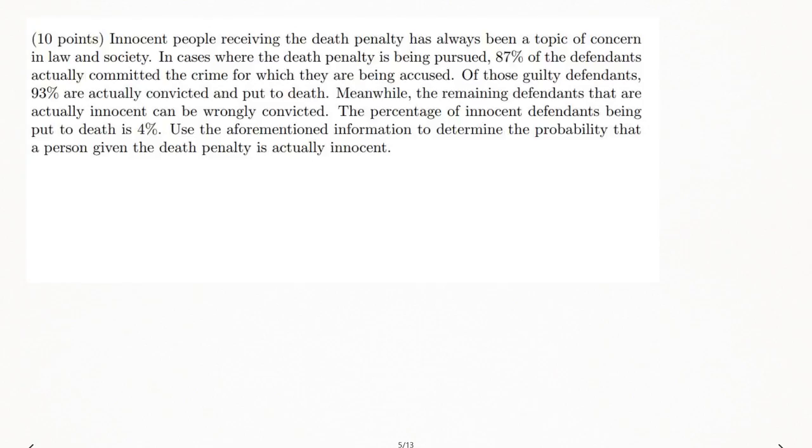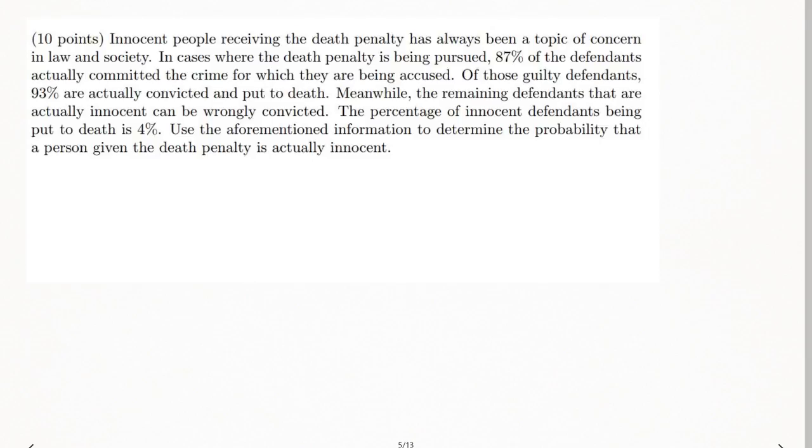So this one's dealing with the death penalty. Innocent people receiving the death penalty has always been a topic of concern in law and society. In cases where the death penalty is being pursued, 87% of the defendants actually committed the crime for which they are being accused. Of those guilty defendants, 93% are actually convicted and put to death. Meanwhile, the remaining defendants that are actually innocent can be wrongly convicted. The percentage of innocent defendants being put to death is 4%. Use the aforementioned information to determine the probability that a person given the death penalty is actually innocent.